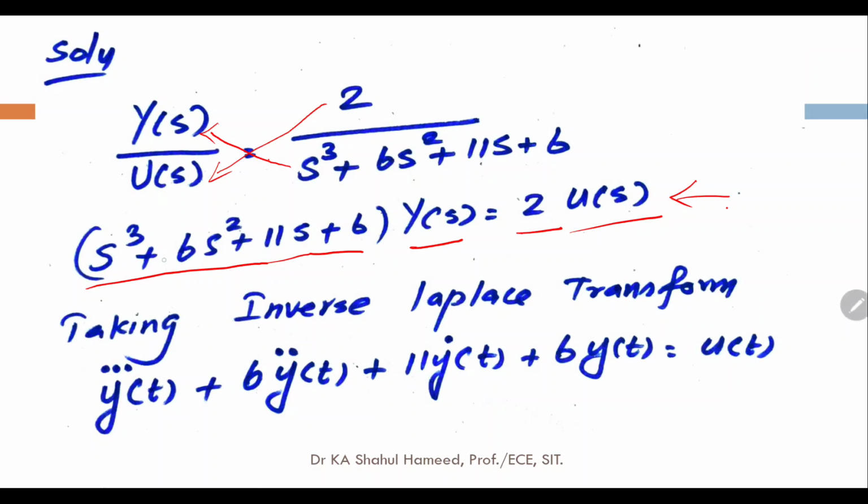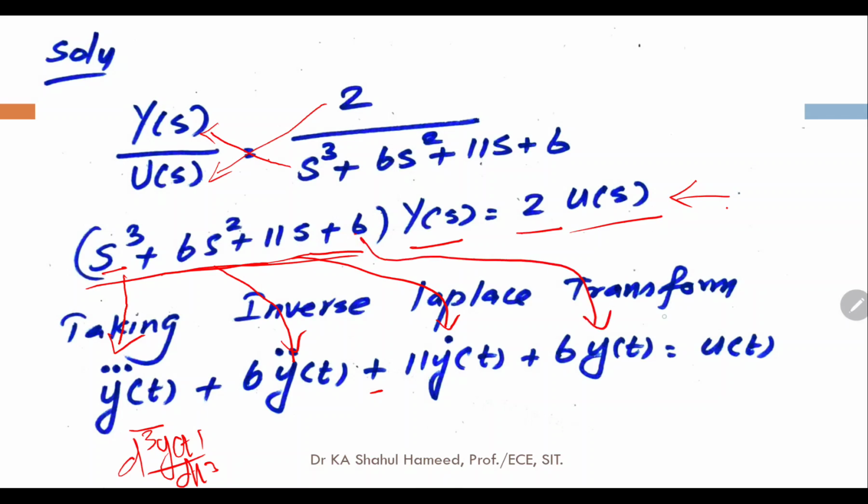The inverse Laplace transform of this equation: s cube gives y triple dot of t, that is nothing but d cube y of t by dt cube. Similarly for s square, so 6 y double dot of t plus 11 y dot of t and then 6 y of t is equal to 2 into u of t.